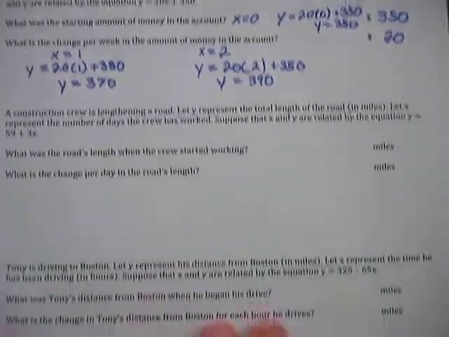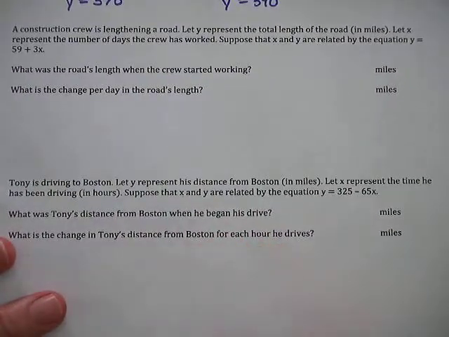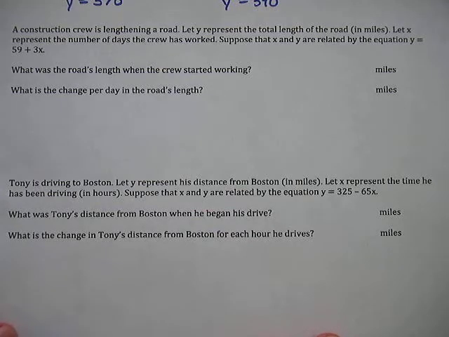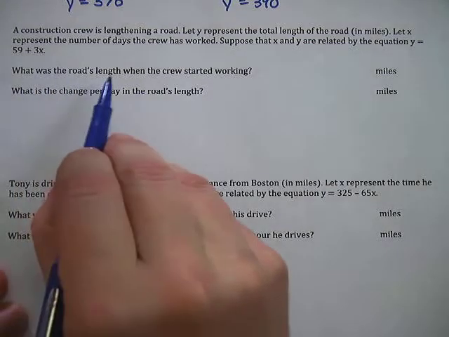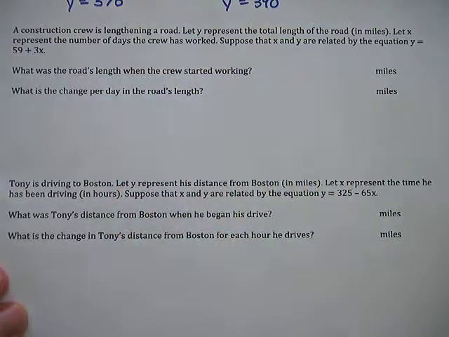Let's look at the next one. We've got a construction crew lengthening a road. Let Y represent the total length of the road in miles, and let X represent the number of days that the crew has worked. Suppose that X and Y are related by the equation Y is equal to 59 plus 3X. The first question is, what was the road's length when the crew started working? This is very similar to our last question. When they started working, that's when 0 days had passed, because it's the very beginning.